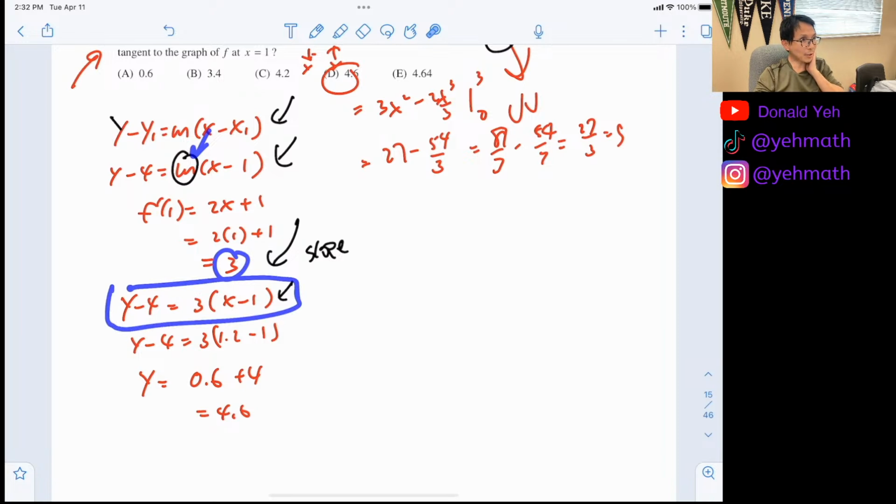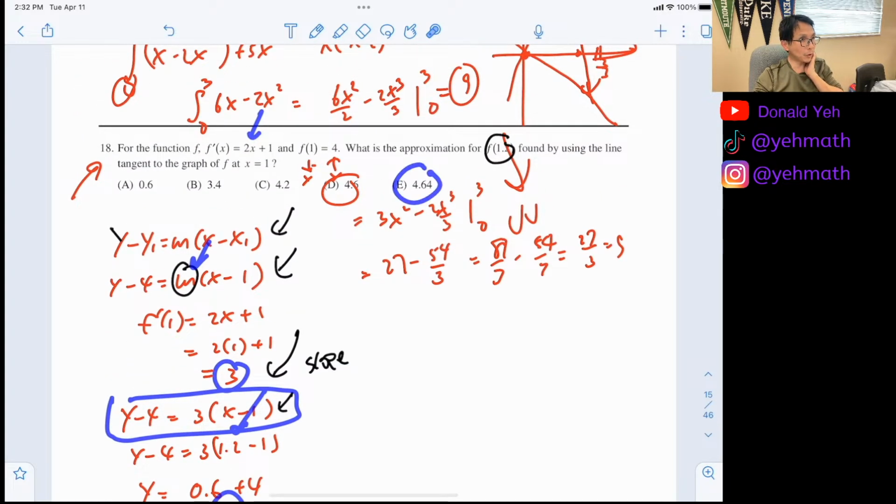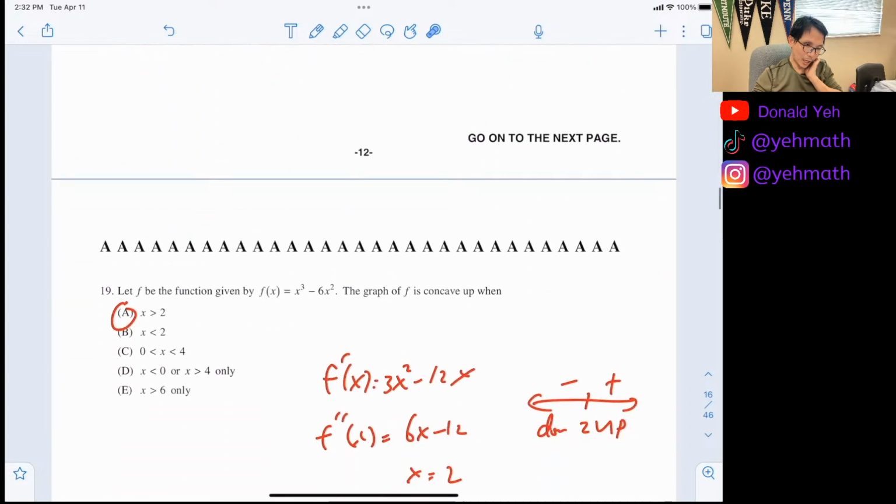Whenever they ask you for an approximate value, plug the 1.2 into the x, and then you're done. Solve for that, 4.6. Some people thought it's 4.64 because they thought it's an exact value. No, that's not what they want. They don't want an exact value, they want an approximation. Calculus starts with approximating, and then eventually you're going to get an answer.